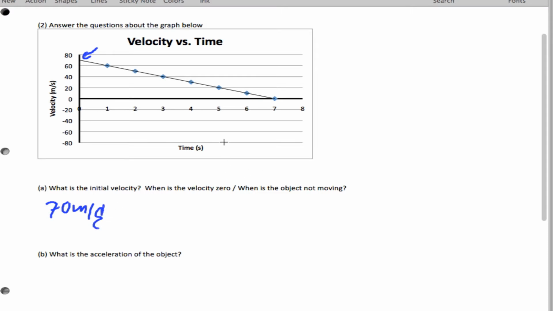The next thing they ask us is, when is the velocity 0, meaning when is the object not moving? We read that off the graph right here, so this is v naught. And this is when v equals 0, and that's going to be at 7 seconds.